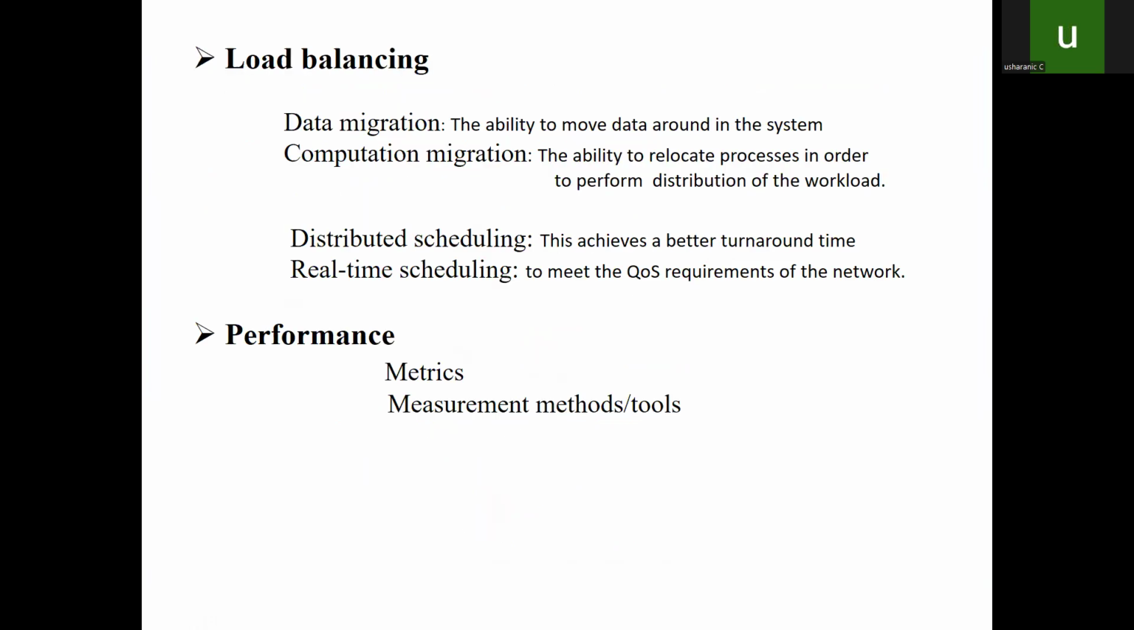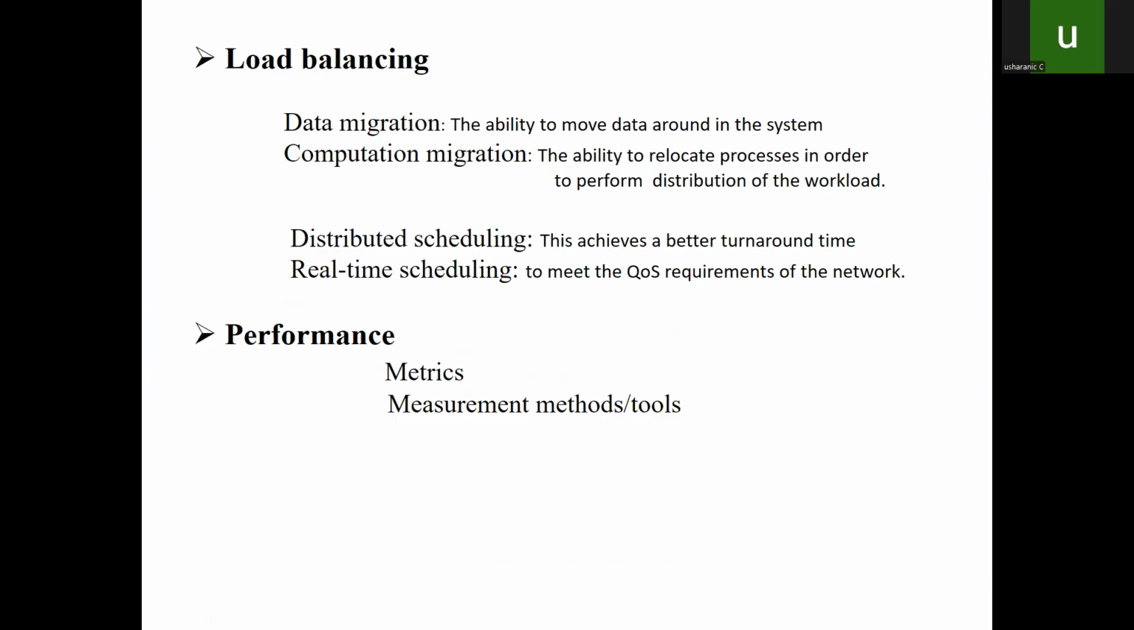And the next one is load balancing. Load balancing and performance: load balancing is distributing the work evenly across the system. First one is data migration. It's the ability to move the data around in the system as needed. Next one is computation migration. It is the ability to relocate a running process to balance the workload in the distributed system. Next one is distributed scheduling. It achieves a better turnaround time for all the nodes under the task.